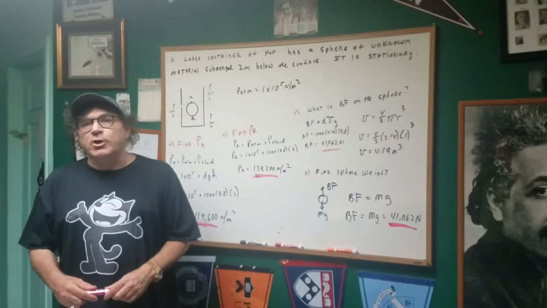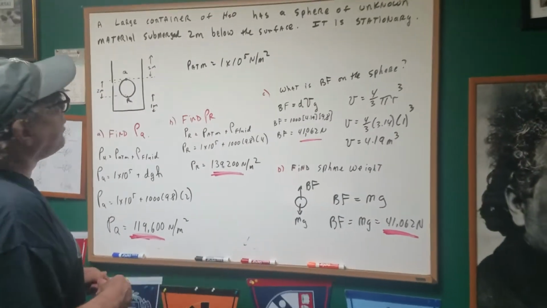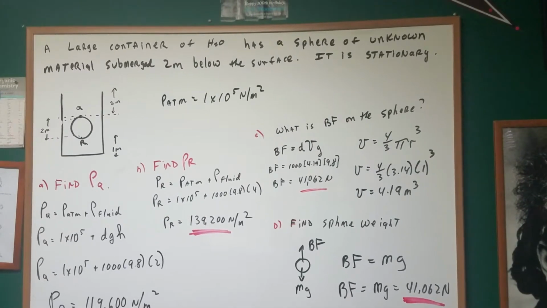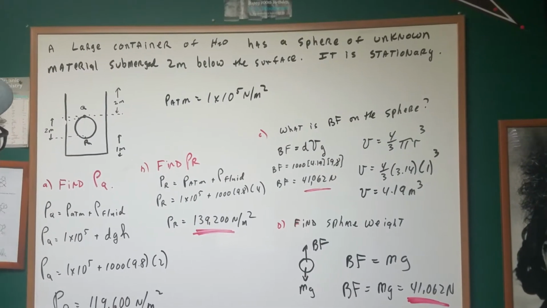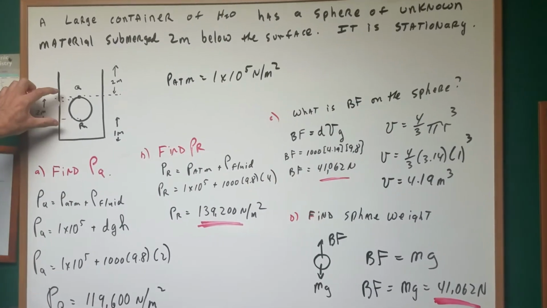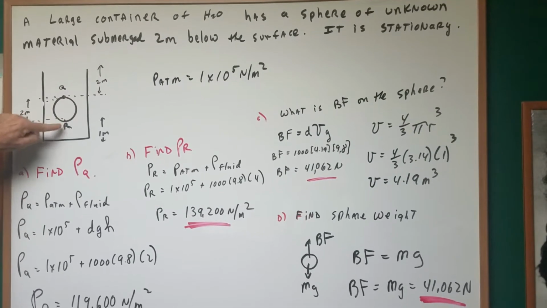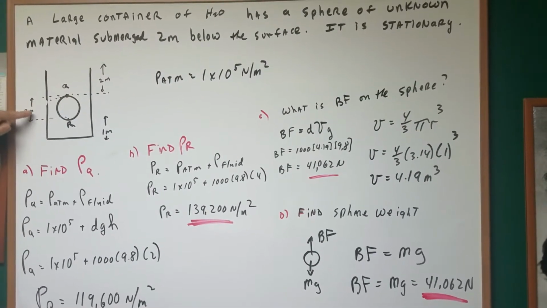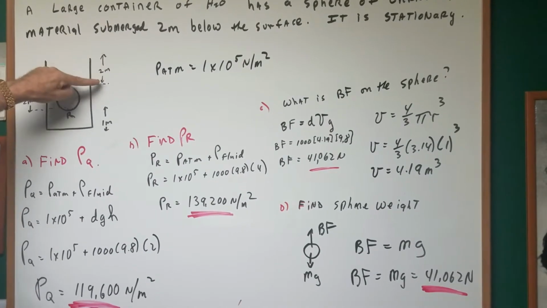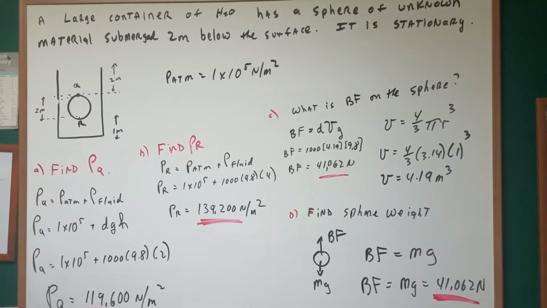Hi, let's go over a really great physics problem for your OAT exam. We have a large container of water, and it has a sphere of unknown material submerged 2 meters below the surface, and it's stationary. Let's have a look. We have the sphere. Notice this is point Q, this is R. From here to here, the whole diameter of this sphere is 2 meters. We're 2 meters from Q, and we're 1 meter from R to the bottom. And it's all drawn for you.